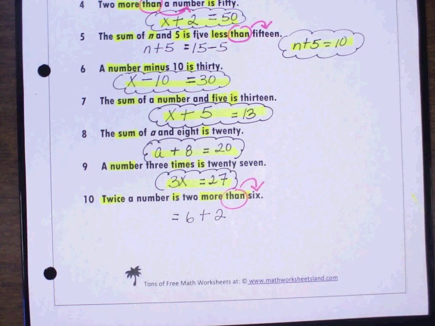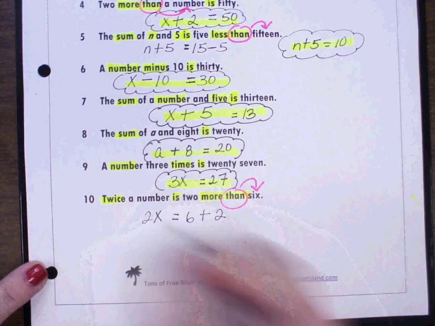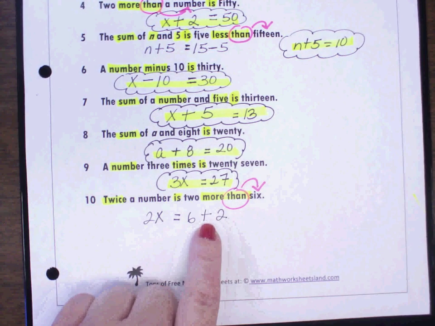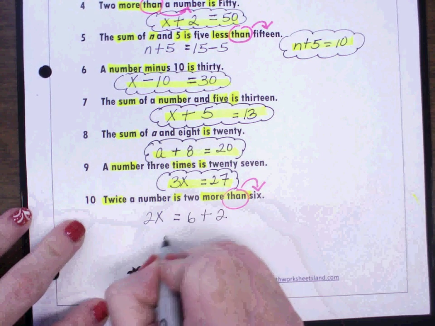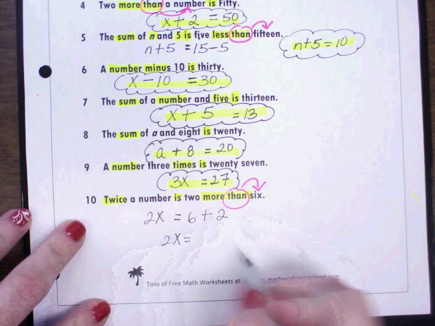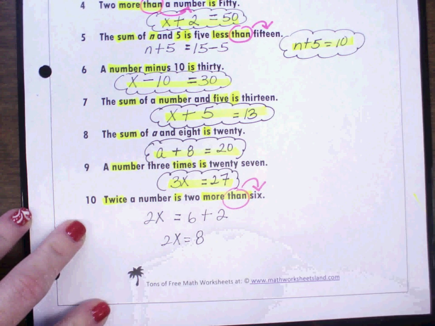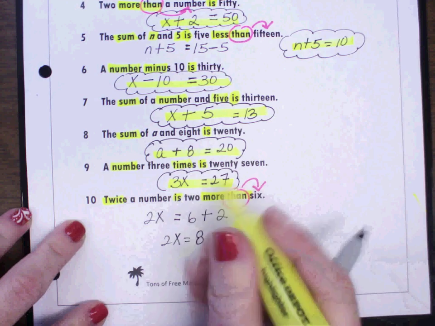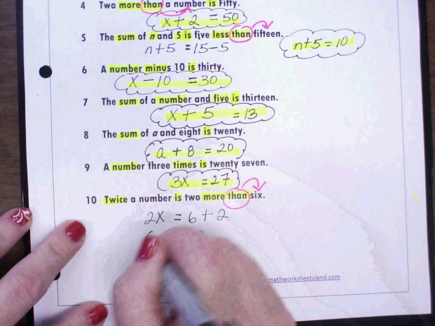Now let's go the other side. Twice the number. Do you know the number? So that would be x, but it's twice that number. 2x. Very good. Now can I add the 6 and the 2? I sure can, right? So 2x equals, what's 6 plus 2? 8. Good job.